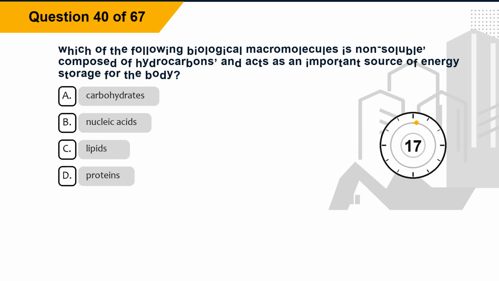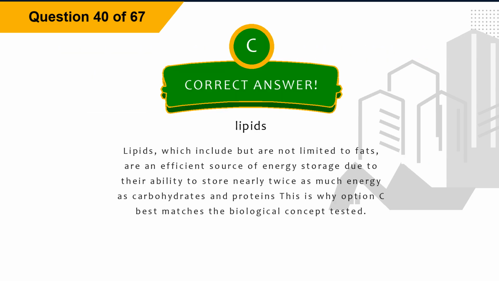Question 40. Which of the following biological macromolecules is non-soluble, composed of hydrocarbons, and acts as an important source of energy storage for the body? Option A, carbohydrates. Option B, nucleic acids. Option C, lipids. Option D, proteins. The correct answer is option C, lipids.